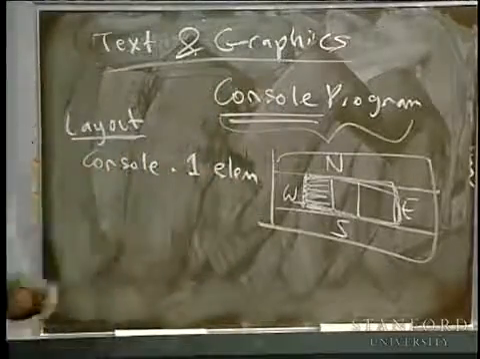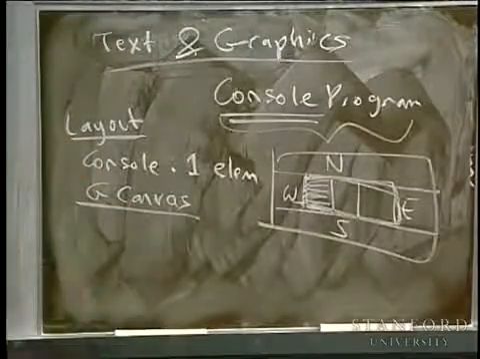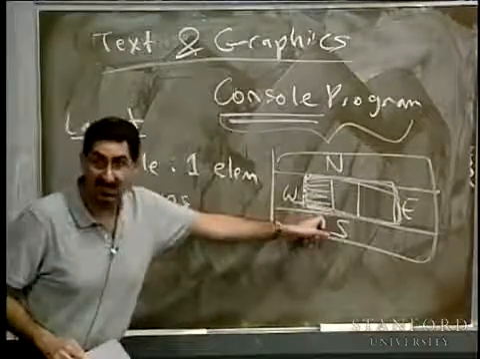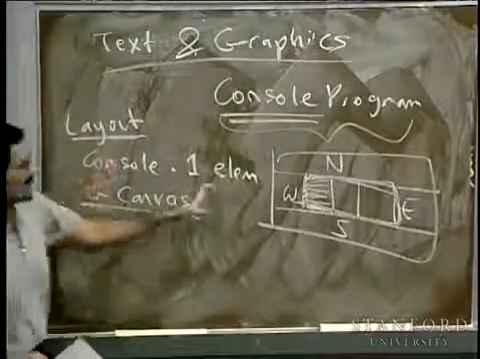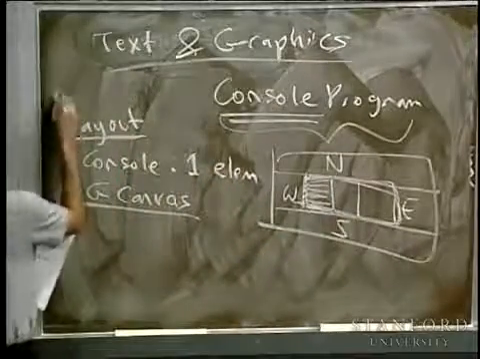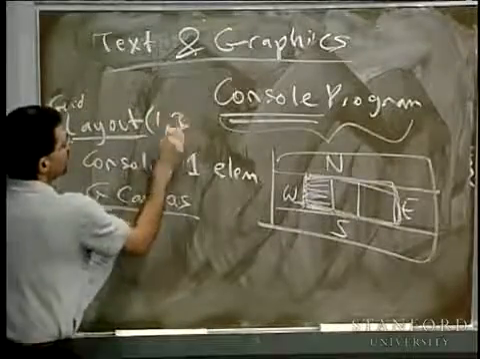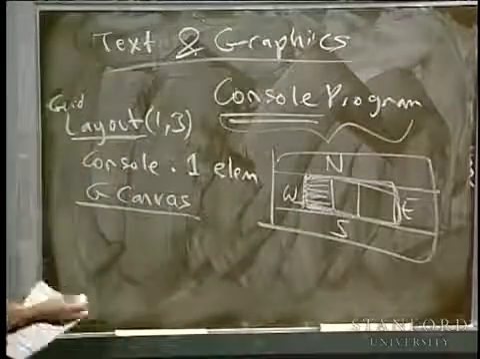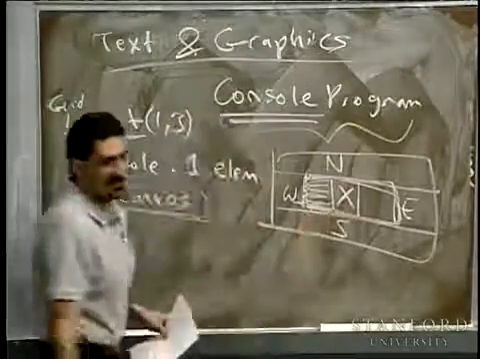We do the little trick we did in Hangman, which is there's this thing called a G-canvas. A G-canvas, importantly, is something that we can add to a layout. So I can create my console program and create some layout, maybe a grid layout that's 1, 3, which would give me this. My first thing is already taken up by my console. What I'm going to do is create a G-canvas and add that G-canvas as my second element.